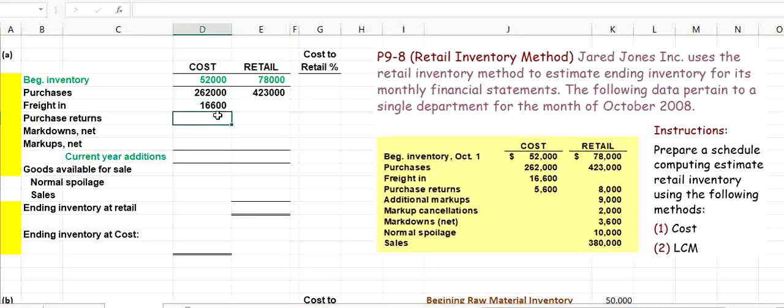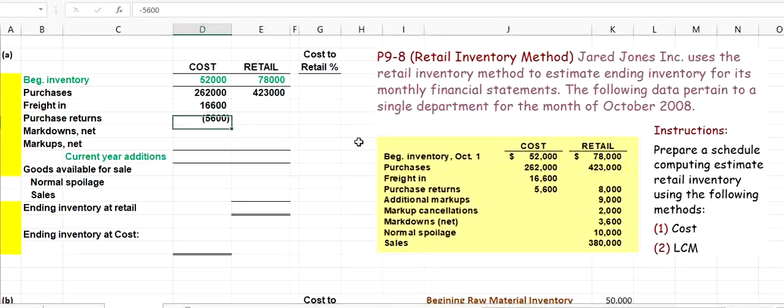Purchase return. I purchased inventory of 262,000, and out of that some of the inventory was returned. How much was returned? $5,600 was returned. If I'm returning the inventory, ladies and gentlemen, it is decreasing my inventory, so it is a minus. How much?